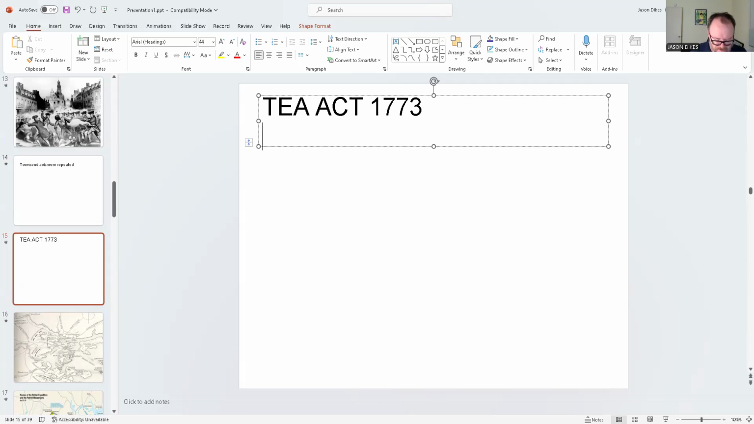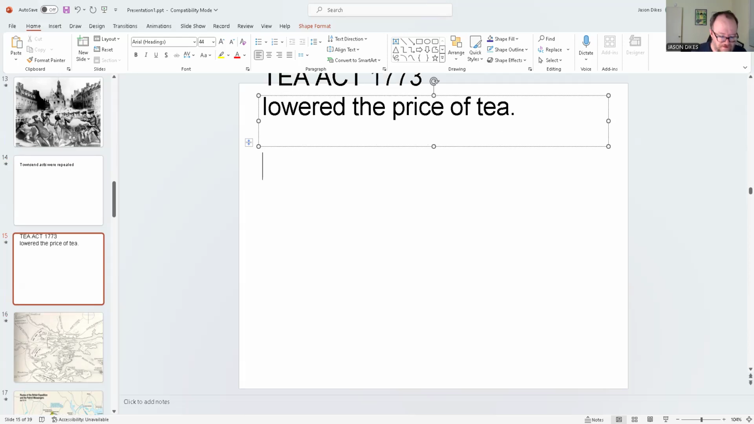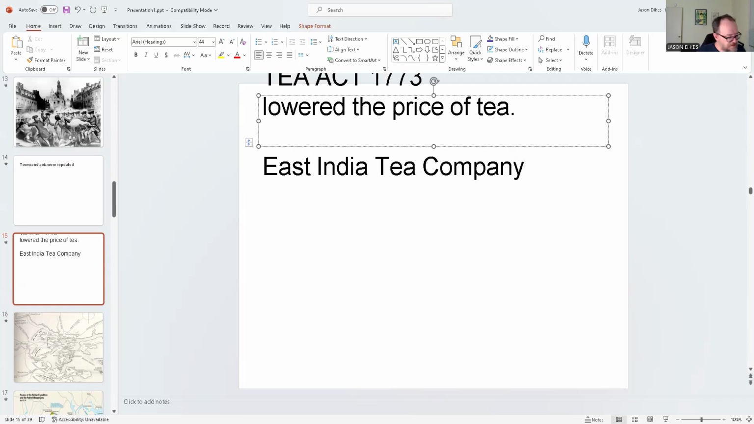The Tea Act actually lowered the price of tea. Okay. And to understand the Tea Act and why Parliament dug its heels in, we have to understand the East India Tea Company and the predicament that the East India Tea Company was in.